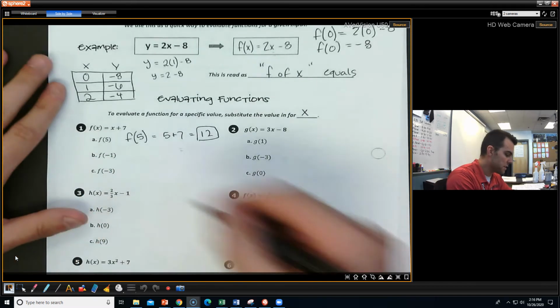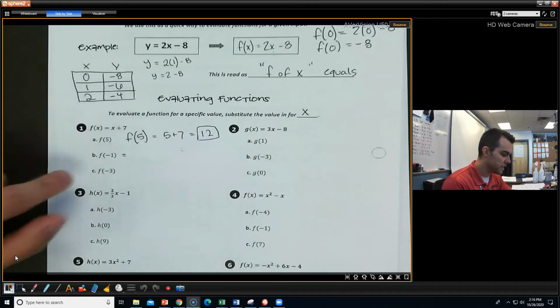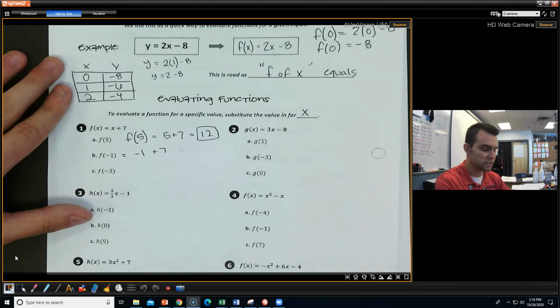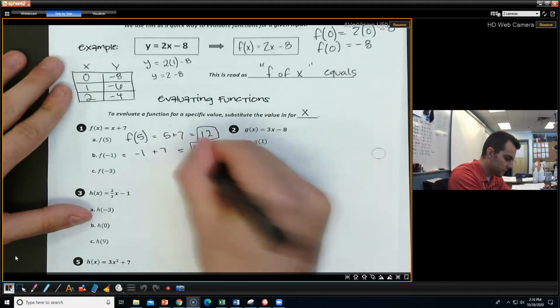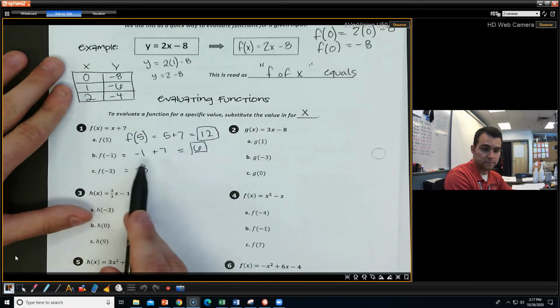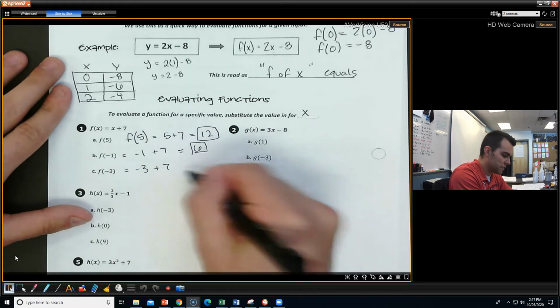So I'm going to repeat this. So f of negative 1, that's going to equal negative 1 plus 7. And negative 1 plus 7 is 6. I can continue on. Negative 3 in for x. Negative 3 plus 7 is 4.